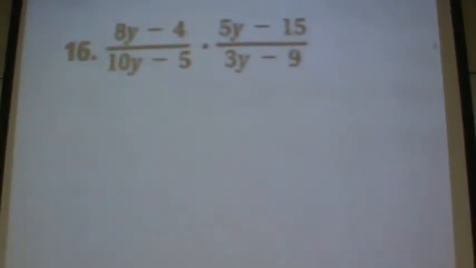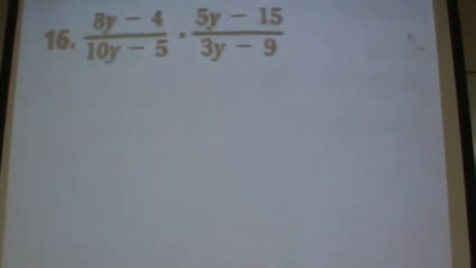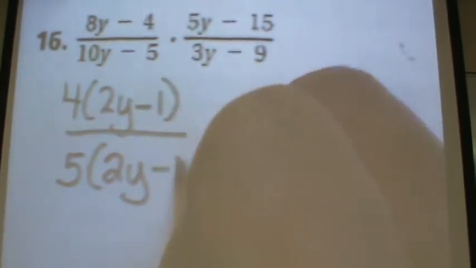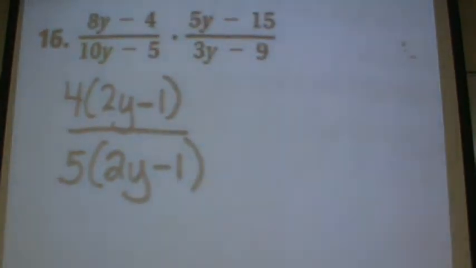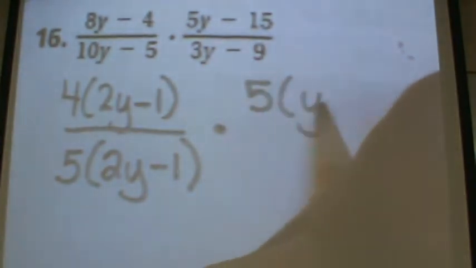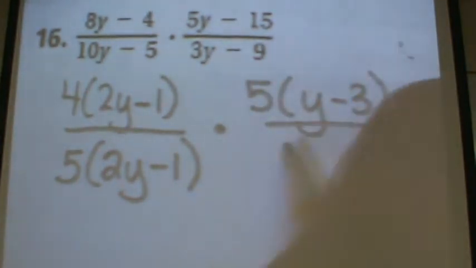Number 16, what are you gonna do to factor this one? Take out a 4 on top. 2y minus 1. And take out a 5 on the bottom. Did I do that right? And then a 5 on top, and a 3 on the bottom.